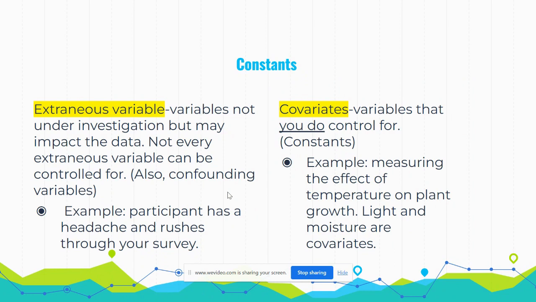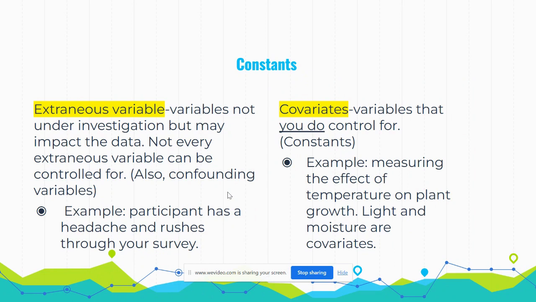Then there are covariates. Those are variables that I would not control for. So an example would be, if I wanted to measure the effect of temperature on plant growth, then one of these would be something I control for: light and moisture. If participants had recently had a breakup, I might not have asked them about that. That might impact how they do on my test. This is the benefit of working with plants in science experiments, but with people it would not be something that I would really be able to account for.